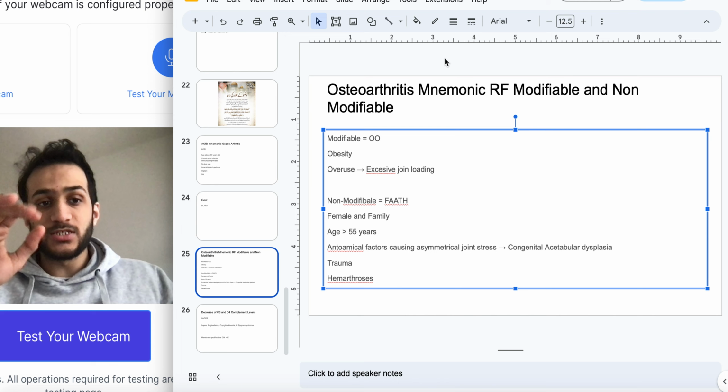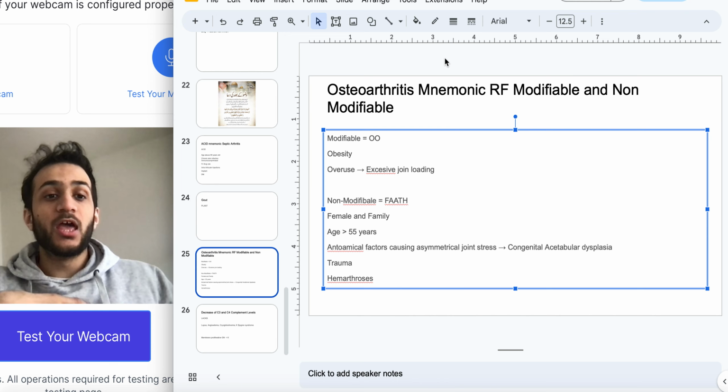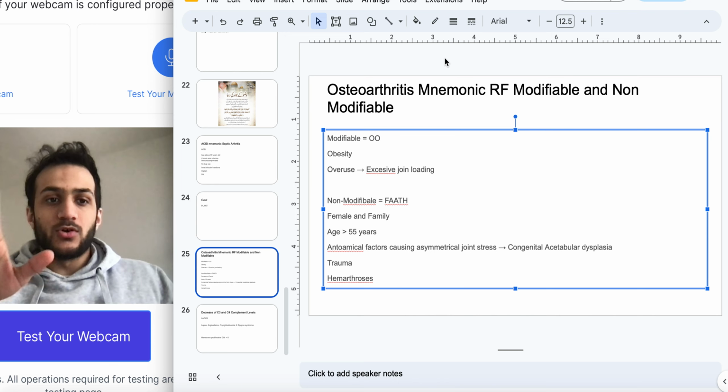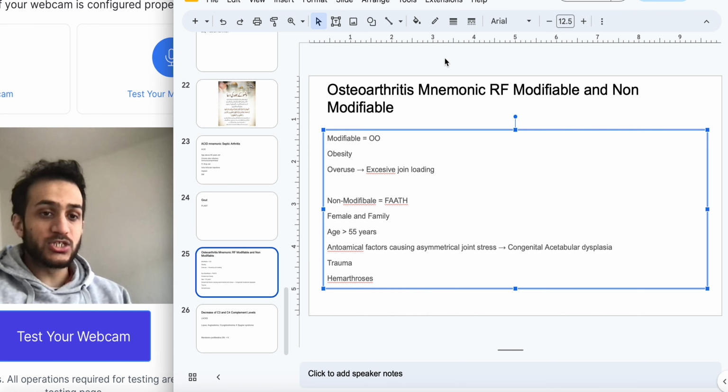So modifiable means any sort of risk factors that we can change. For example, not for osteoarthritis, but for esophageal cancer, smoking may be a modifiable risk factor, because we can remove that from our lifestyle and we can modify that. So over here the same thing. The mnemonic for modifiable risk factors of osteoarthritis is OO.